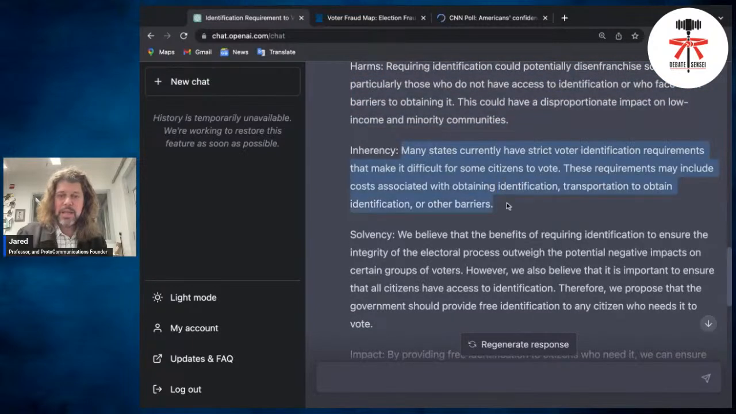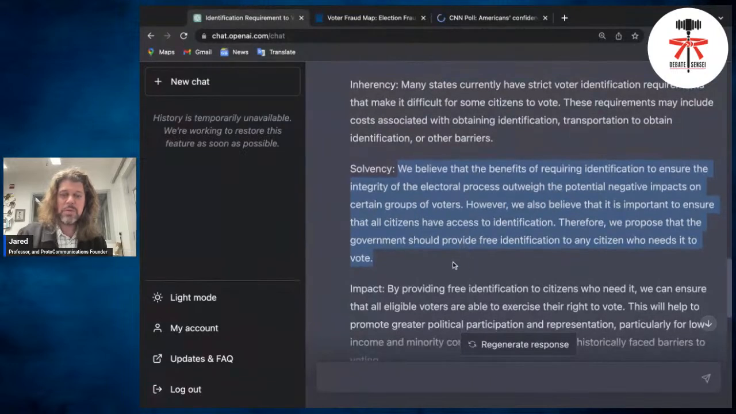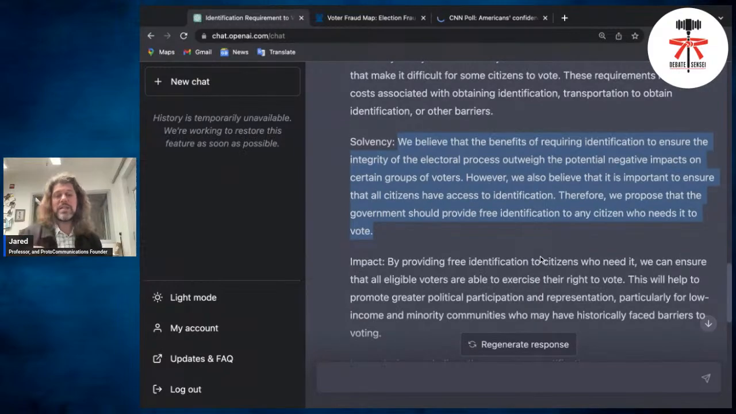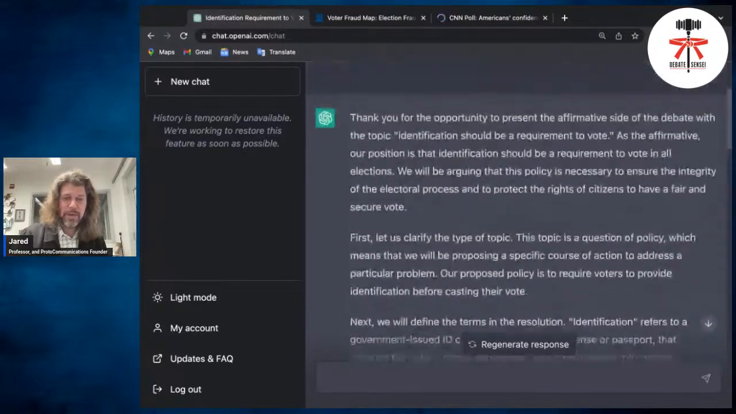Many states currently have strict voter ID requirements, making it difficult for some to vote. We believe that the benefits of requiring identification to ensure the integrity of the electoral process outweigh the potential negative impacts on certain groups of voters. However, we also believe it's important to ensure that all citizens have access to identification. Therefore, we propose that the government should provide free identification to any citizen who needs to vote. Now, take a look at that. This is something that you can actually put into your thesis. Take a look at the top here.